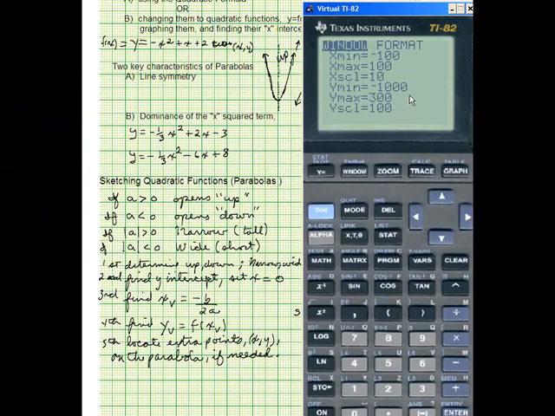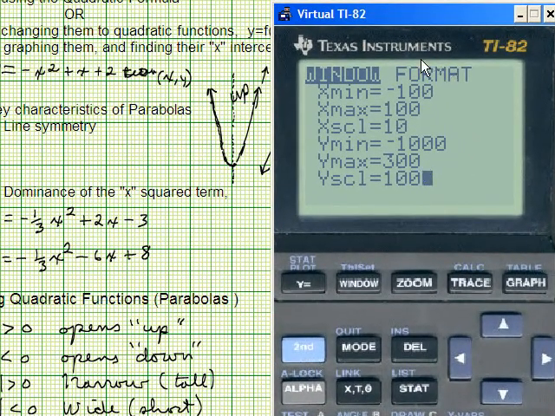Well, I paused my recorder for a minute, and you can see that like magic the window has suddenly changed. Instead of going from negative 10 to 10 on both axes, it's now going from negative 100 to 100 on the x-axis. That's 10 times bigger in scale. And negative 1000 to 300, that's almost 100 times bigger in scale in the y-axis.